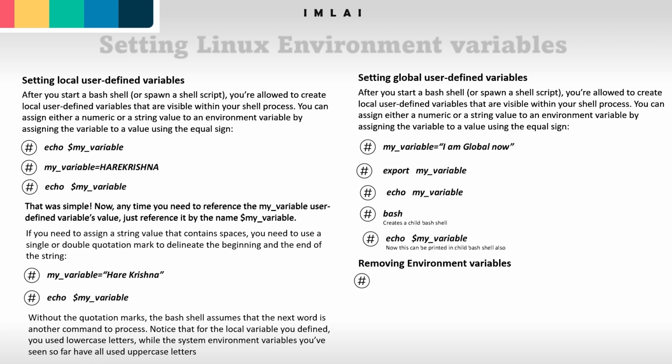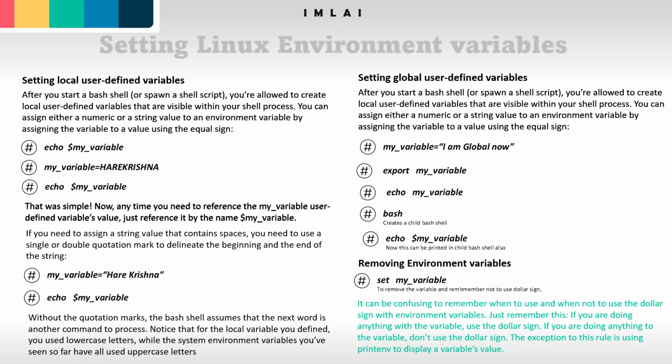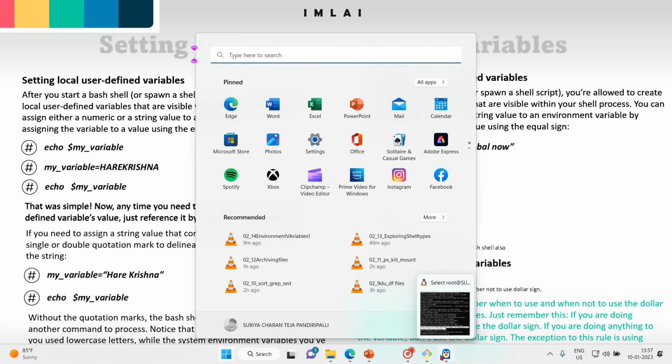Of course, if you can create a new environment variable, it makes sense that you can also remove an existing environment variable. So you can do this with the unset command. You can see that a set and unset command. Now when referencing the environment variable in the unset command, remember not to use the dollar sign. That's how it works. Let's do it.